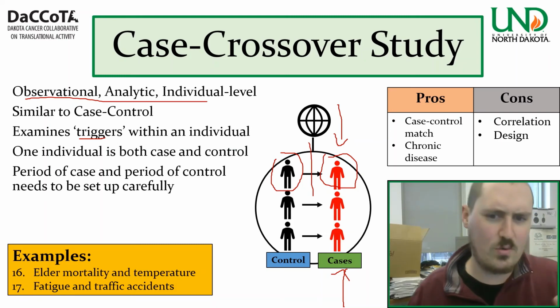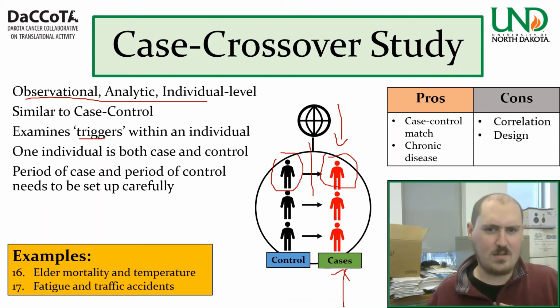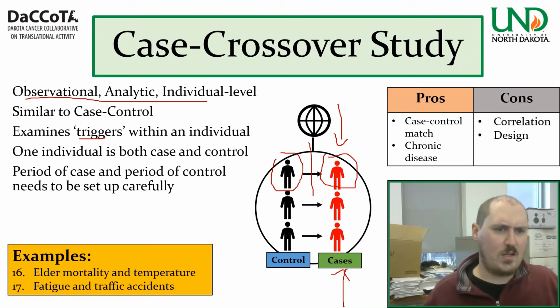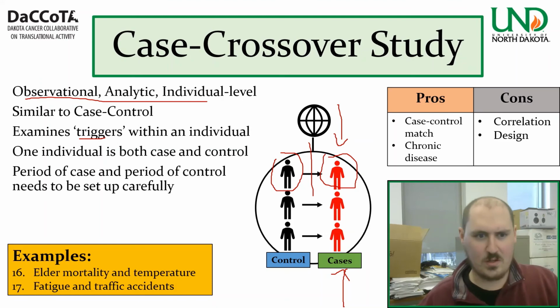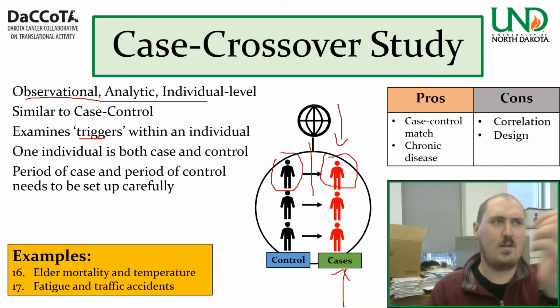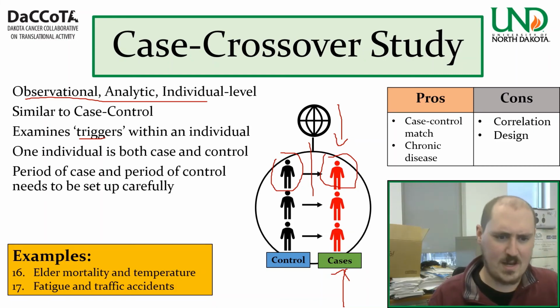And so you really need to set this up. This is nice because each individual serves as almost the best control you could have, because it's the same person. But you really need to set up the period: when were they a case and when were they a control, and you need to set that up carefully. So great pros with case-control matching. Good, again, for chronic disease. You still run afoul of the correlation issue, and it takes more design. Some examples of this: a study on elder mortality and temperature, as well as a study on fatigue and traffic accidents.